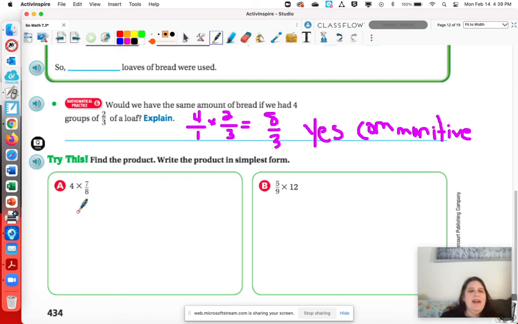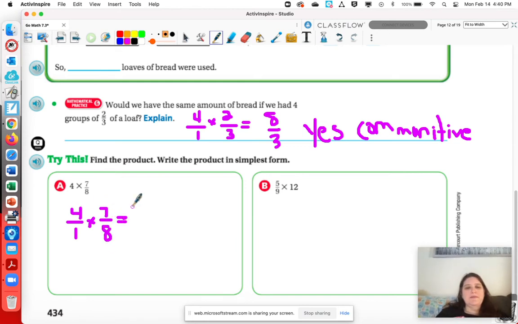So let's go ahead and do this. Now let's put this over 1. 4/1. I want you to rewrite them in the box. Times 7/8. And multiply straight across. 4 times 7. Give you some time to look that up. Hopefully you did. It should be 28. And 1 times 8 is 8.